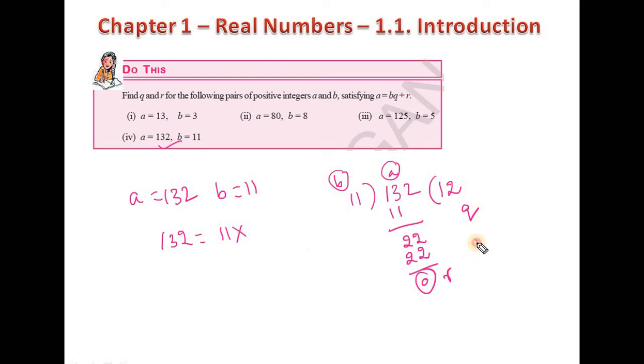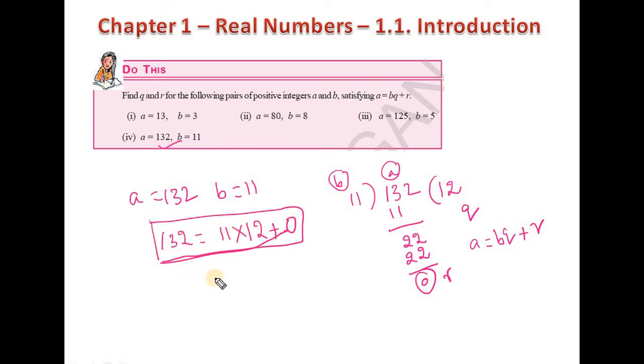The formula we already know, A is equal to BQ plus R. 11 into 12 plus 0. Automatically, this is in the form of A is equal to BQ plus R format. Then your Q value will be 12 and R value will be 0. So this is the way you will be able to solve these Q and R values using your division algorithm.